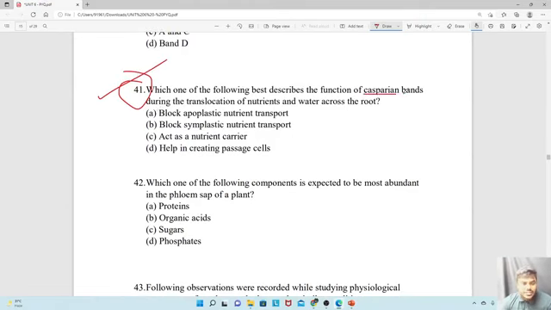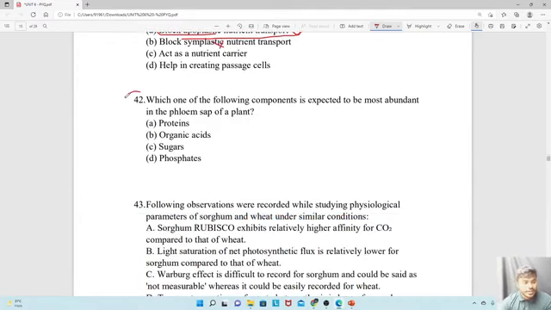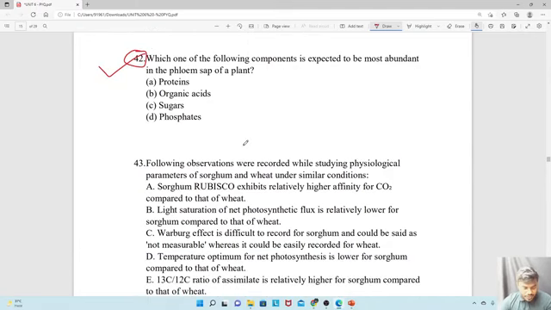Question number 41. See friends, a Casparian strip obviously blocks which pathway? Apoplastic pathway only. There is no doubt about it. Of course true. Symplastic pathway means plasmodesmata. That's good. Okay. Question number 42. Tell me, if you don't understand, I will re-explain. Okay, that's good. Question number 42.